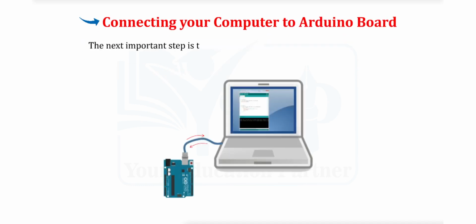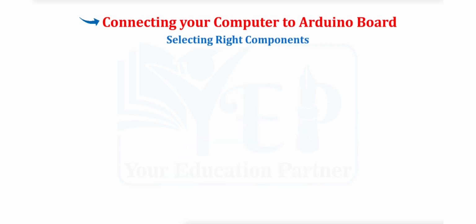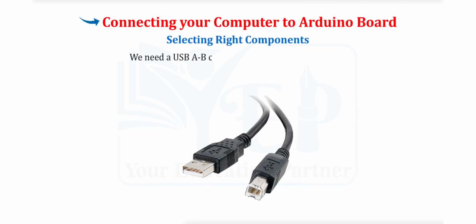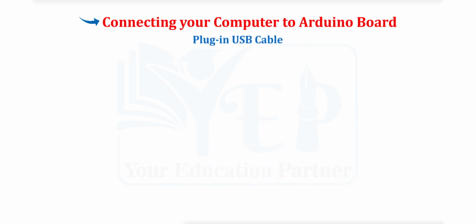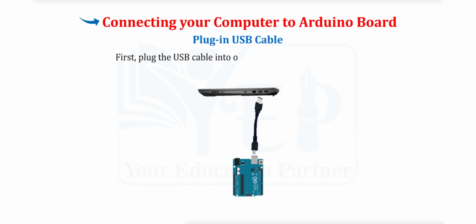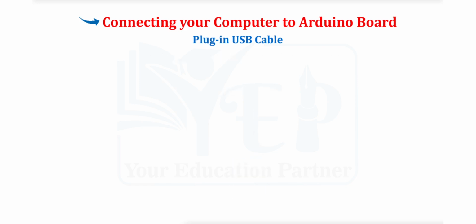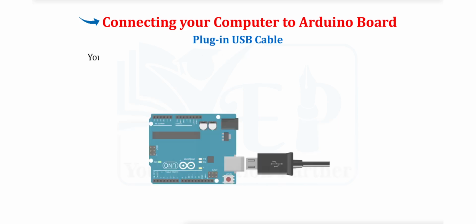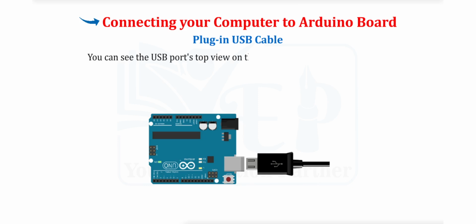Okay, now we will talk about connecting your computer to Arduino board. The next important step is to connect your Arduino board to the computer. The following steps show how we can connect the Arduino to the computer. Selecting right components. We need a USB A-B cable, a computer and an Arduino. Plug in USB cable. First plug the USB cable into one of the computer's USB ports. Now plug the USB cable into the Arduino USB port. The USB port is labeled.